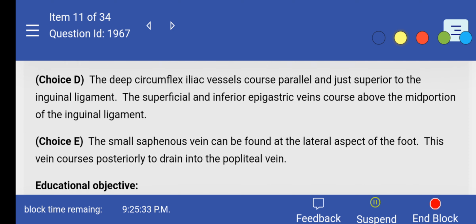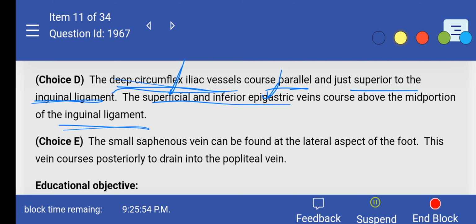The deep circumflex iliac vessels course parallel to and just superior to the inguinal ligament. The superficial and inferior epigastric veins course above the mid portion of the inguinal ligament. Talking about the superficial and inferior epigastric veins, and the deep circumflex iliac veins. Let me draw this. If this is the inguinal ligament, they would move just like this, parallel to the inguinal ligament, right?